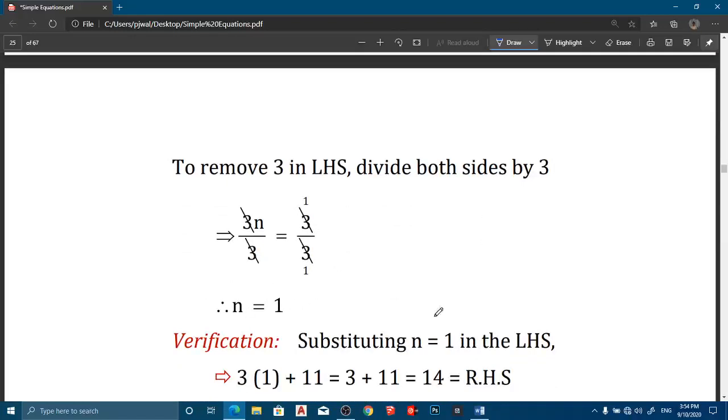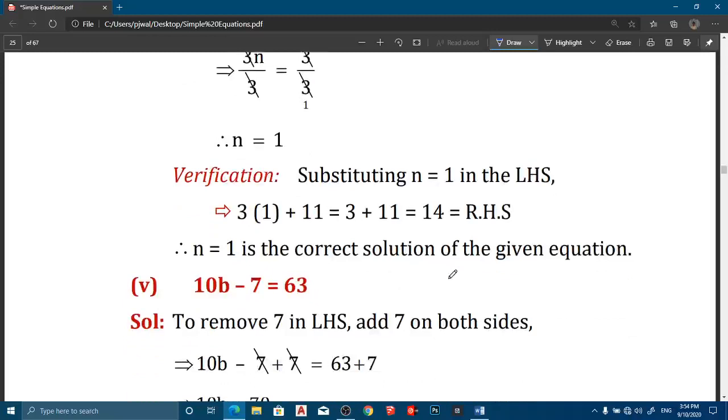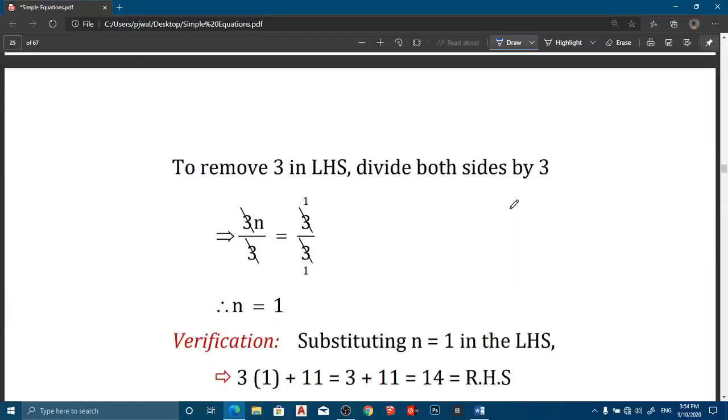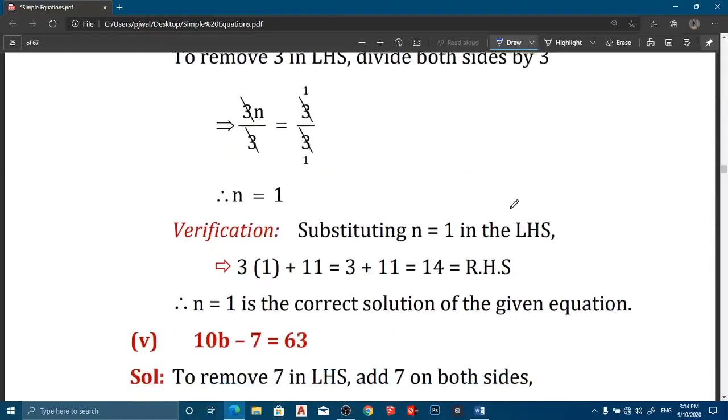Now you can check whether n is equal to 1 is the solution of the equation or not. Substituting n is equal to 1 in the LHS, 3 ones are 3 plus 11 which is 14, which is equivalent to the RHS value. Therefore, n is equal to 1 is the correct solution of the given equation.